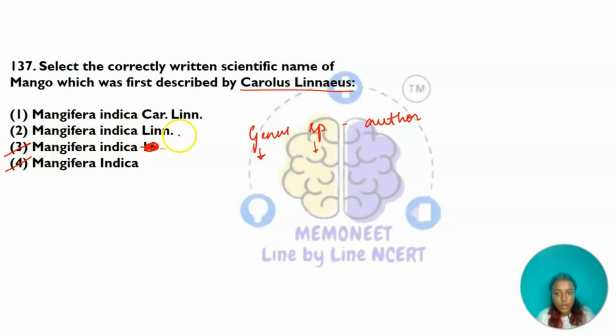This has the author's name the correct way, and this has the author name the wrong way. We do not write the first name of the author, we write the surname of the author. So option 2. The correct answer to this question is option 2.